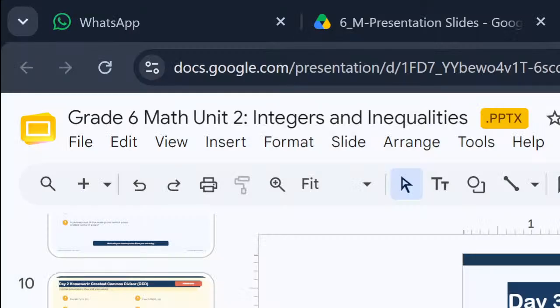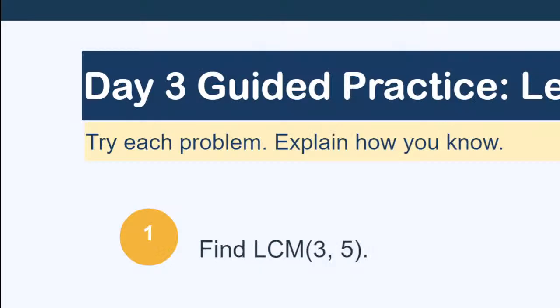Okay. Next one is the practice. Number 1, find the LCM of 3 and 5. Number 2, find the LCM of 4 and 10. Number 3, find the LCM of 6 and 8. Number 4, lights blink every 4 seconds and 6 seconds. When will they blink together? By the way, for each practice, you can work with your teacher or partner, or even by yourself. Just remember to show your reasoning.